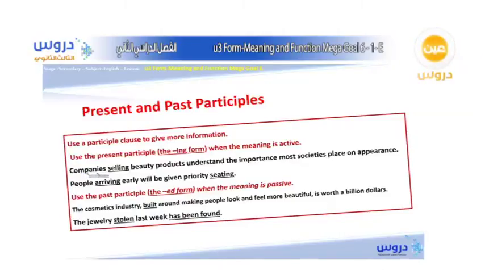For example, companies selling beauty products understand the importance most societies place on appearance. Is it active or passive? Actually, it's active, because you know who did it. Companies. People arriving. Who is the doer? People. People arriving early will be given priority seating.